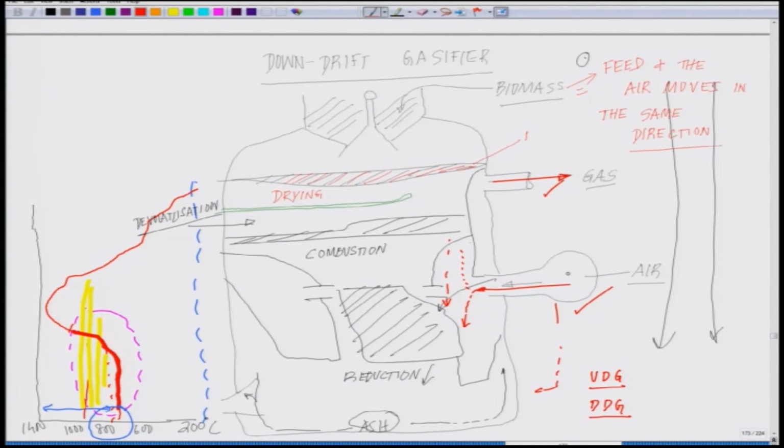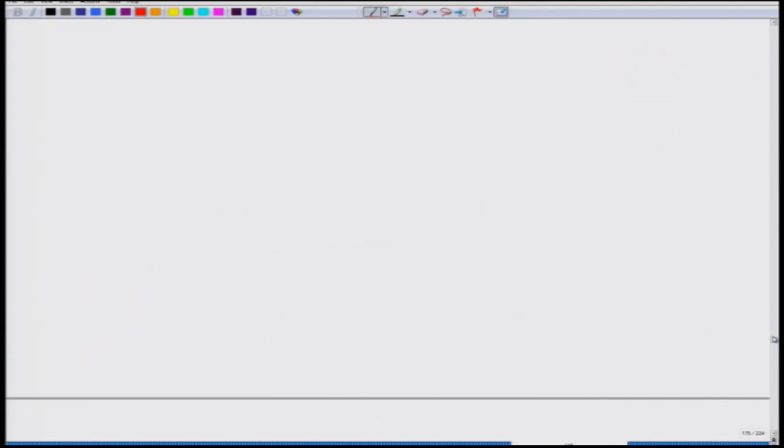Now, think of a situation where both gas and air are getting out and getting in at the same level, kind of crisscrossing each other. Let me just draw the gasifier, that will make more sense of what we mean by cross flow gasifier. So, the schematic of the cross flow gasifier is something like this.